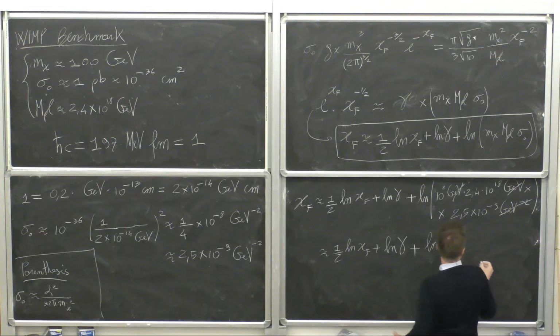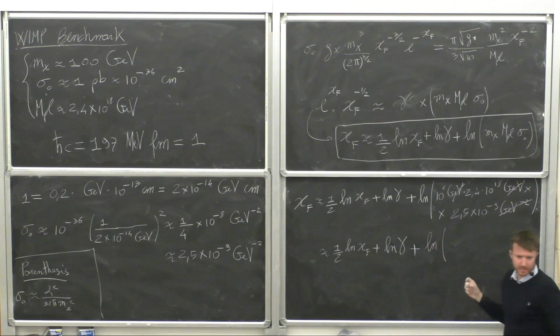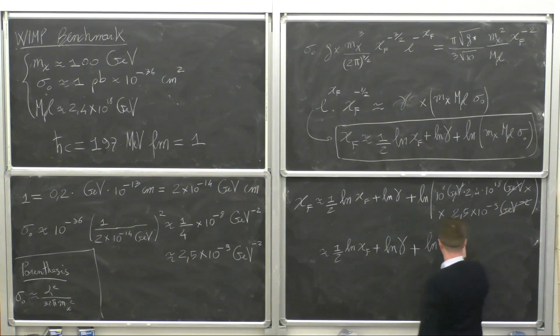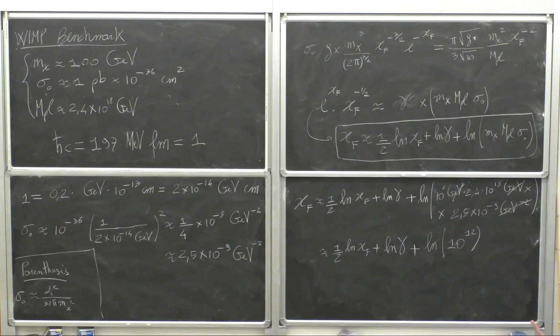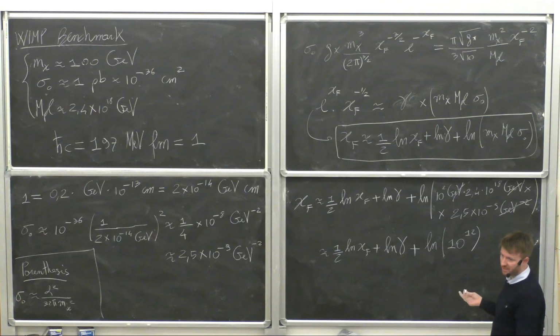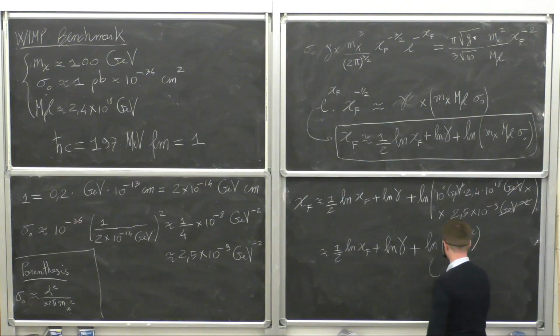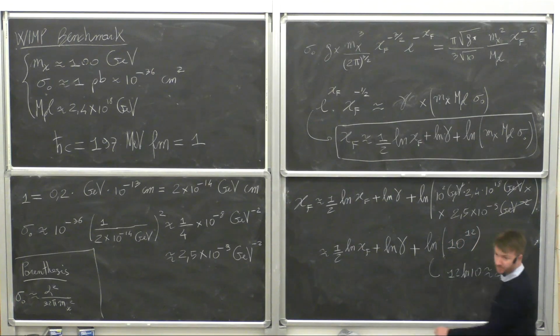21 minus 9 is, sorry, 12. There is a log, so it doesn't matter. So what is the log of 10 to the 12? This is 12 times the log of 10, which is more or less 25. This is a very famous number.